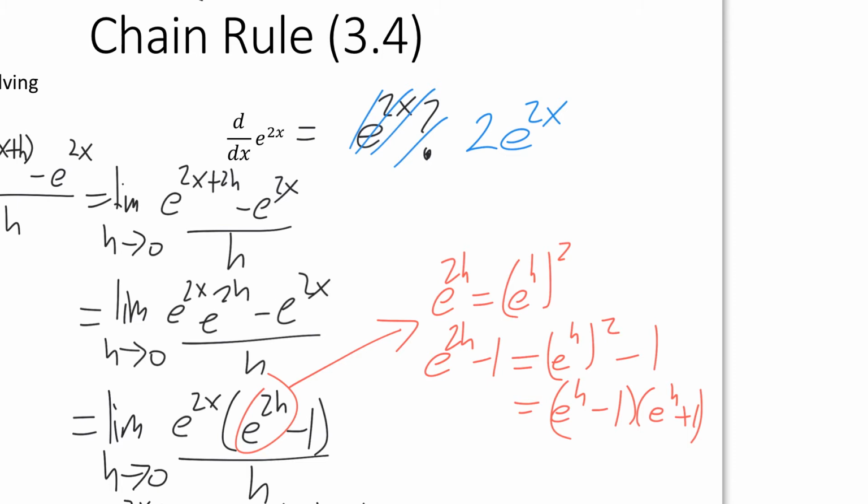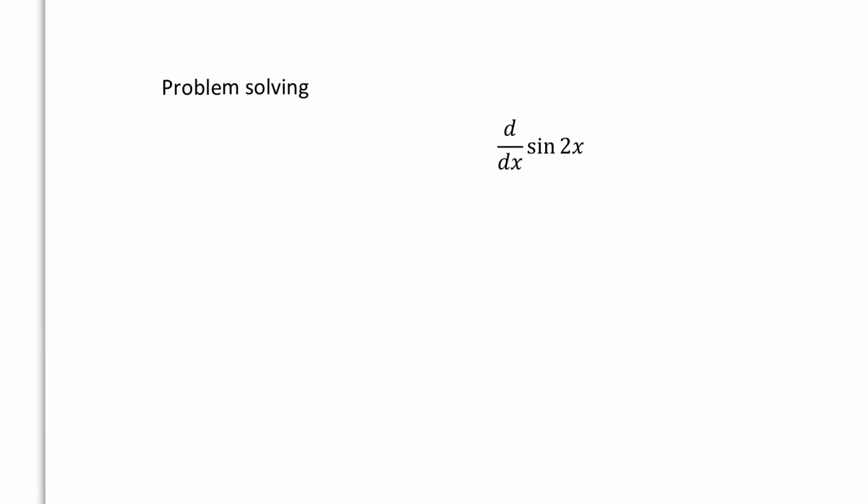Well, let's see if we could do this with another function. What if we had sine of 2x? What do you think the derivative would be? Maybe you would predict cos, because the derivative of sine is cos. Do we think there might be an x inside, or maybe a 2x inside? Is there another 2 outside in front? Potentially. Well, let's see if we could prove this.